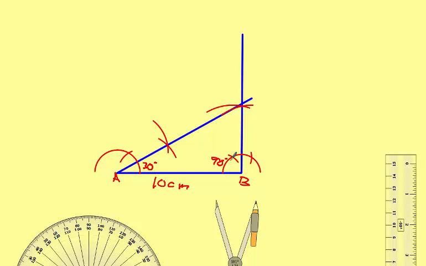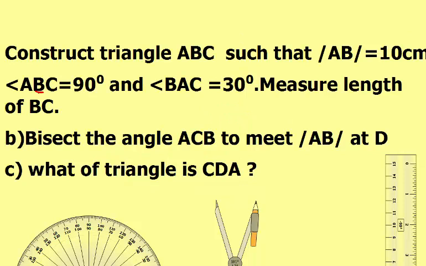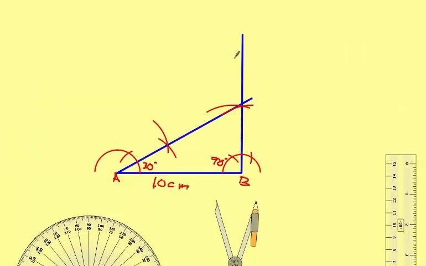So the next step is to bisect angle. So let's look at the question from here. Bisect angle ACB to meet AB. So what it means is that we are going to bisect point C, because that is the point at the middle. So we are bisecting point C. So let's go and see where is our C. This is where our C is supposed to be. So we are bisecting point C. Quickly to point C.